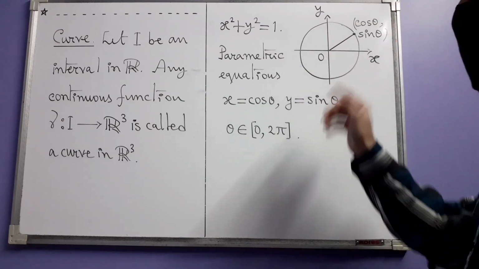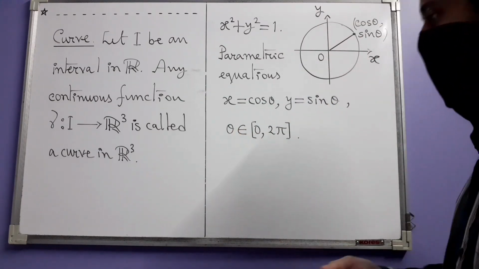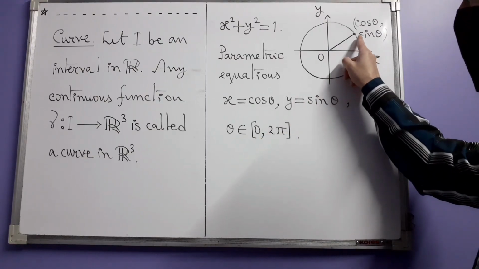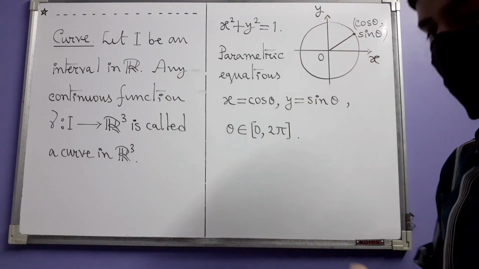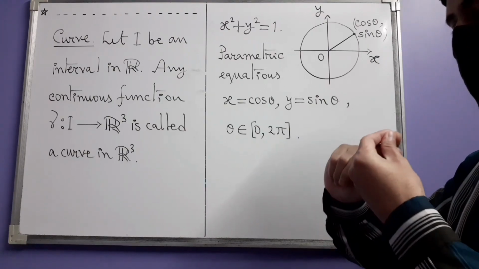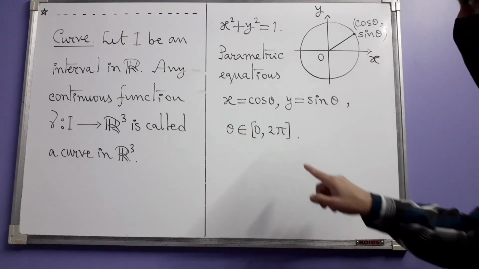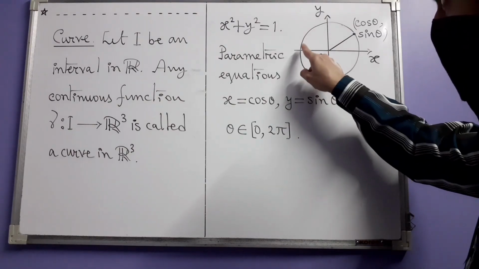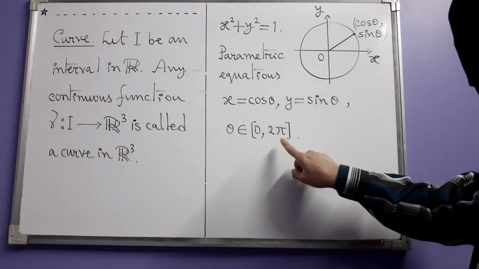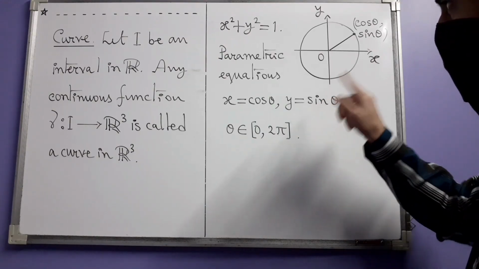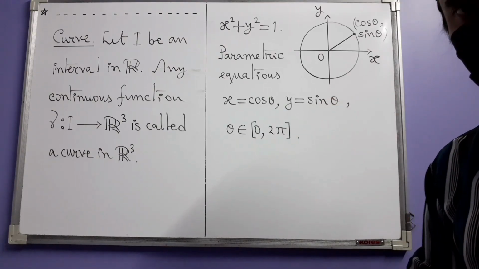So like that, as theta moves in this domain, the point itself moves on the circle, and you can also think of the point as tracing, drawing the circle. By the time theta reaches 2 pi, the point comes back to this, because cos 2 pi is again 1 and sin 2 pi is again 0, 1, 0.